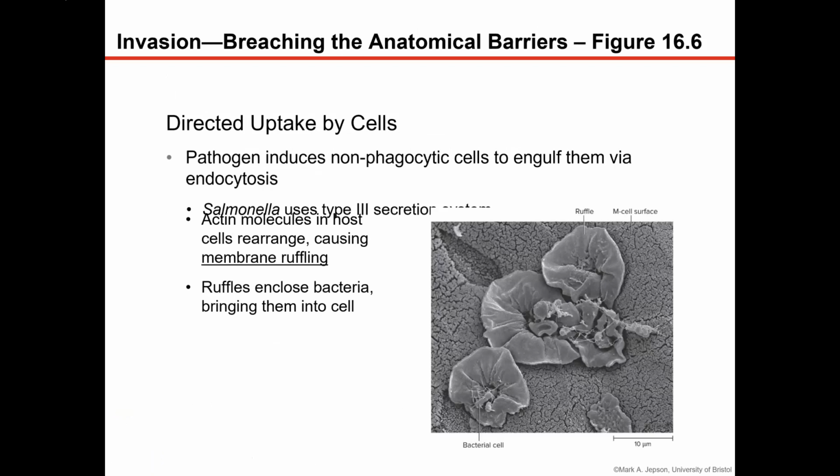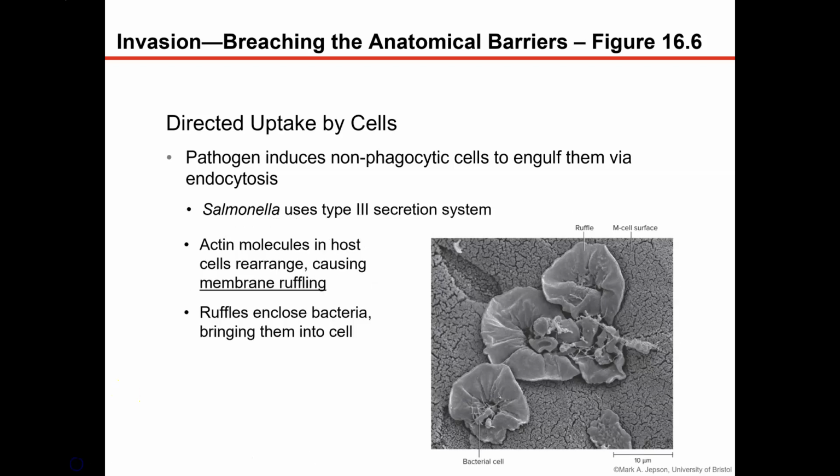So what is direct uptake? This causes cells that typically are non-phagocytic to engulf them via a process known as endocytosis. Salmonella uses a type 3 secretion system that causes the host cell membrane to basically ruffle and enclose the bacteria into the cell.